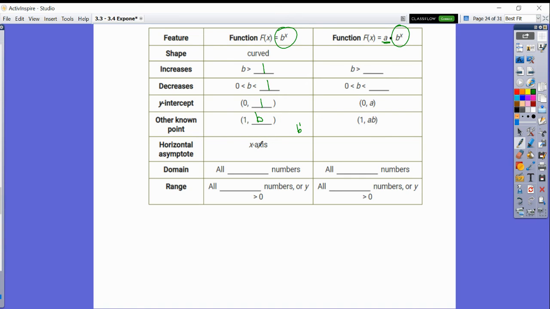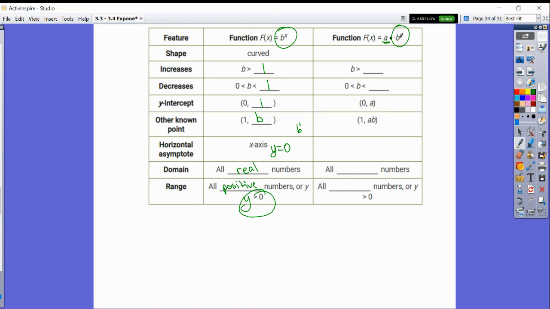The horizontal asymptote is called the x-axis, but we also name it y equals 0 because that is a horizontal line through 0. The domain is all real numbers. And the range is all positive numbers. So y is greater than 0, unless we multiply it by something negative.